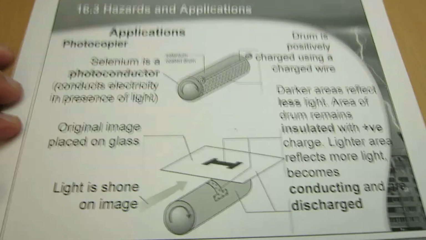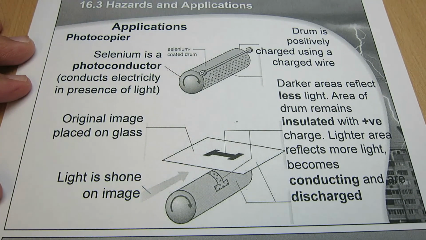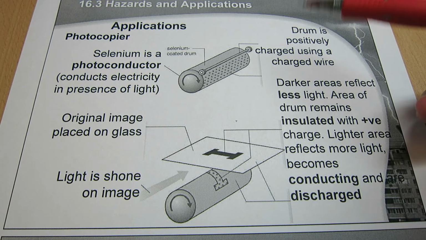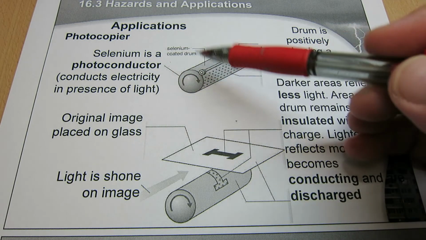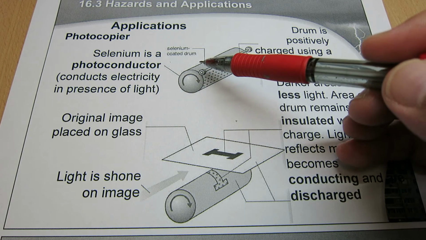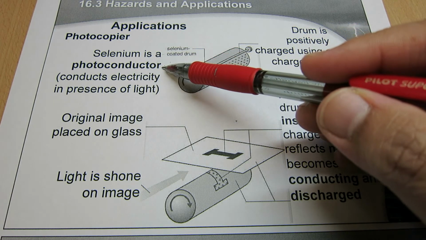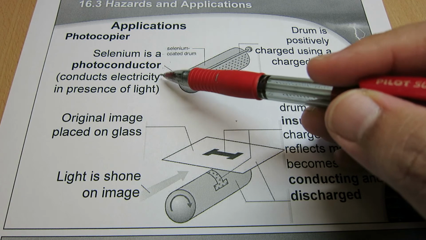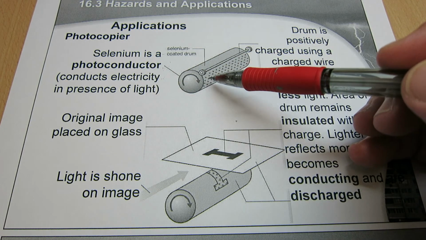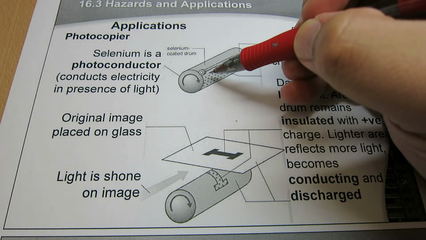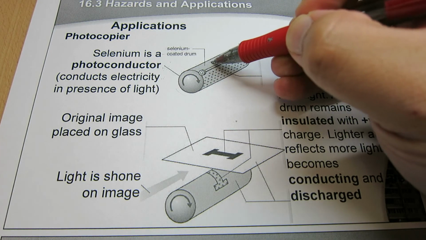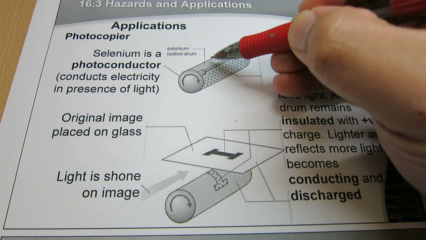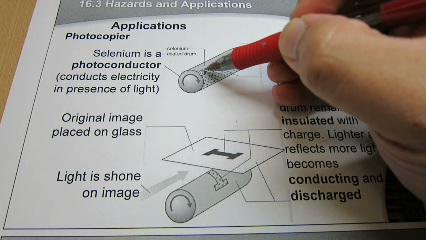Now, the very last application is going to be slightly challenging. So this is the photocopier. Now, in a photocopier, the drum is made up of selenium, or it's coated with selenium. Selenium is a photoconductor, which means it only conducts electricity when light shines on it. So the portions of the drum, this is the drum inside the photocopier, that get light shining on them will become a conductor and will conduct any excess charge.